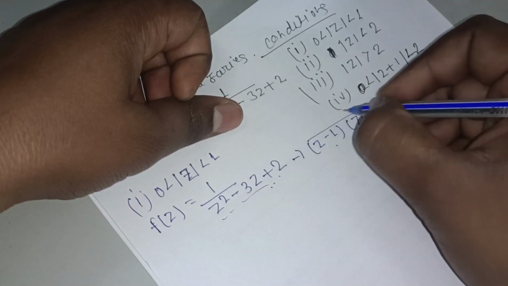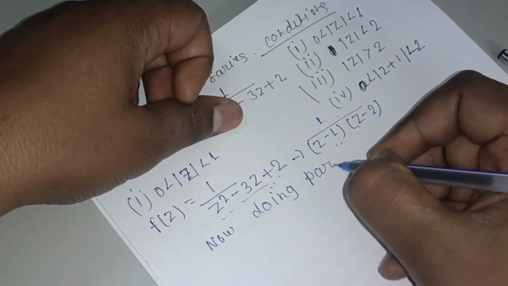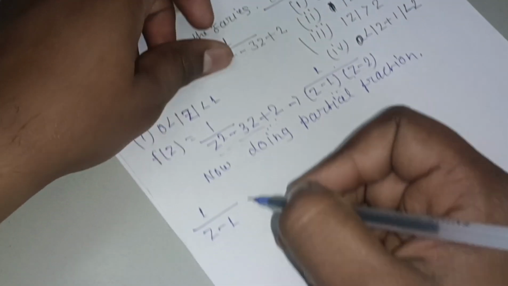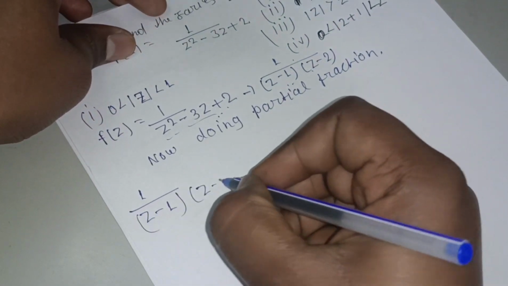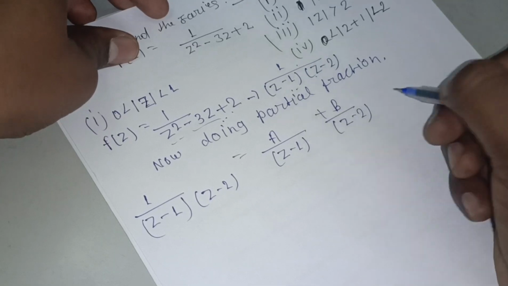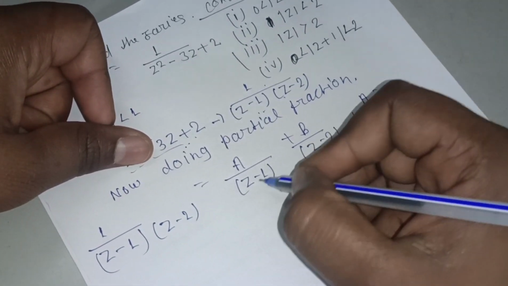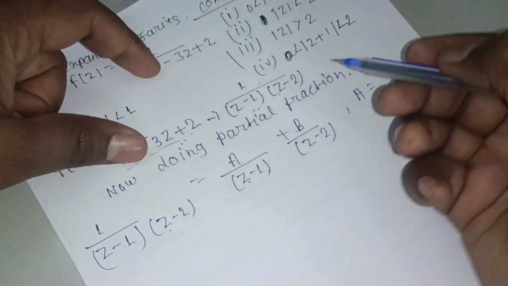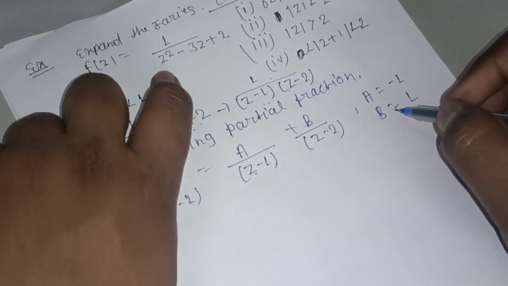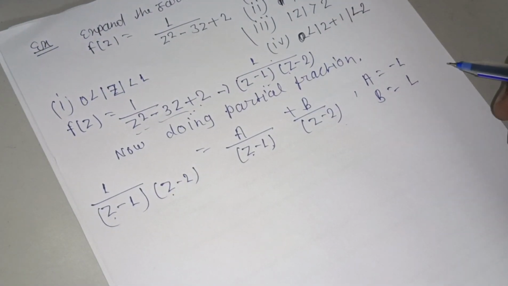Okay, so now we will do partial fractions. 1 upon z minus 1, z minus 2 is equal to a upon z minus 1 plus b upon z minus 2. By applying the shortcut method, a: put z equal to 1, we get 1 minus 2 is minus 1, so a is minus 1. And b: put z equal to 2, we get 2 minus 1 is 1, so b is 1. Minus 1 and 1.